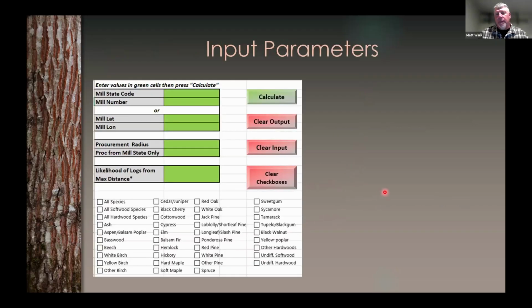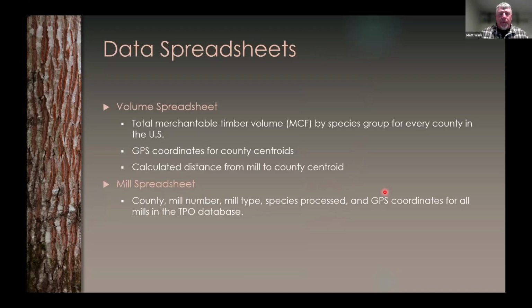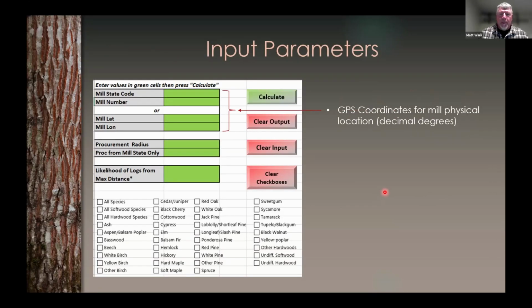So this is what the input portion of the tool looks like. The first thing that it asks for is the GPS coordinates, and we have two ways of entering that. You can enter them directly using the mill lat, mill long, or if you're looking up a particular mill, you can enter the state code and the mill number, and it will automatically pull in the coordinates from the mill spreadsheet.